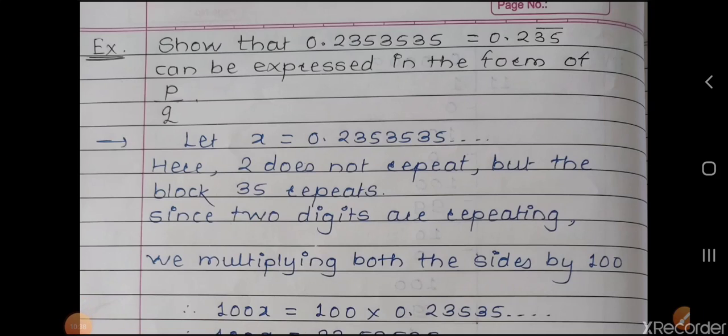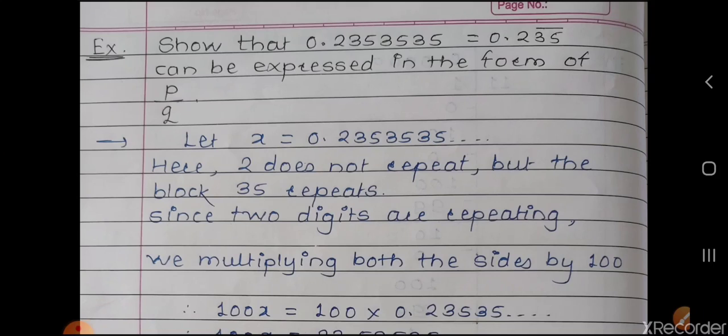Next example, show that 0.2353535, which is equal to 0.235 bar, can be expressed in the form of p by q, where p and q are integers and q is not equal to 0. First we consider this number as x. So let x is equal to 0.2353535 and so on.